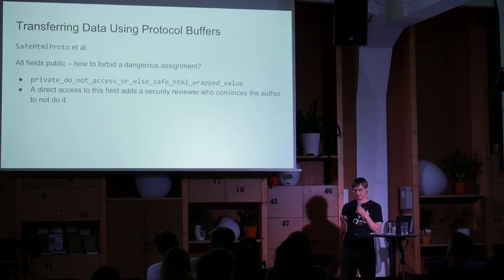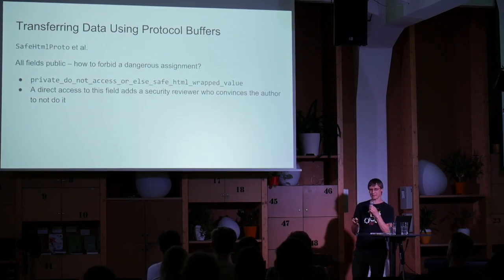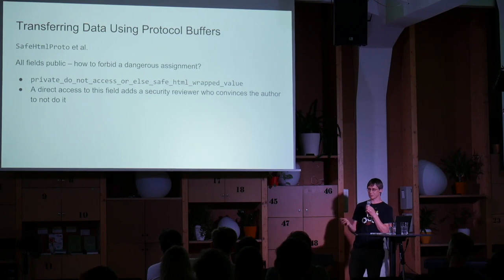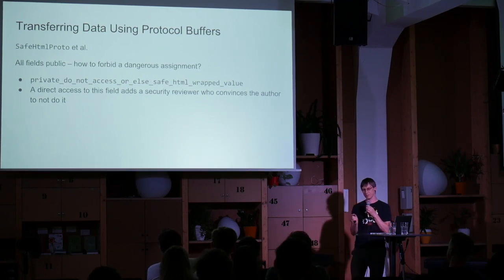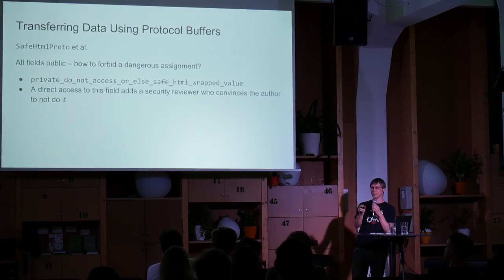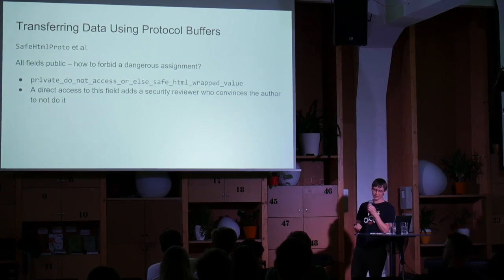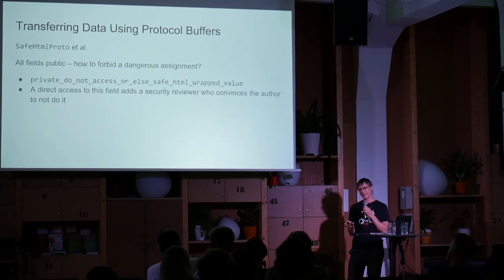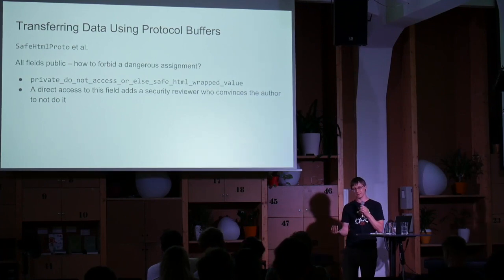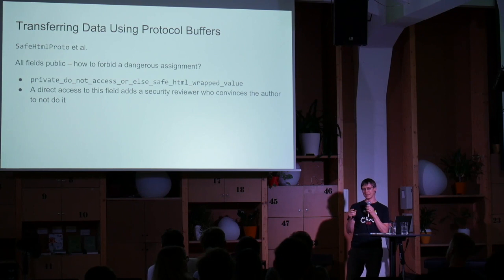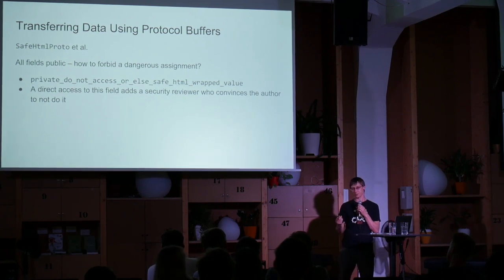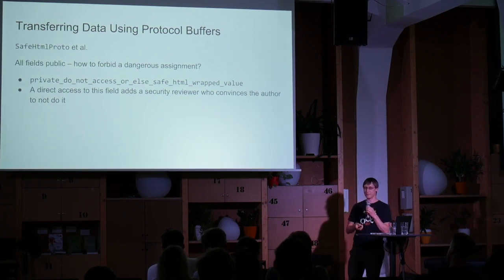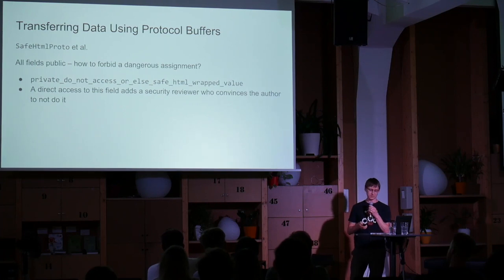In protocol buffers, basically all fields are public. There are no private fields. So the field that actually transfers the value of the HTML string inside the safe HTML is called private do not access or else safe HTML wrap value. And if someone tries to access this value directly, again, it triggers a security review. And the security reviewer bans usage of this field, right?